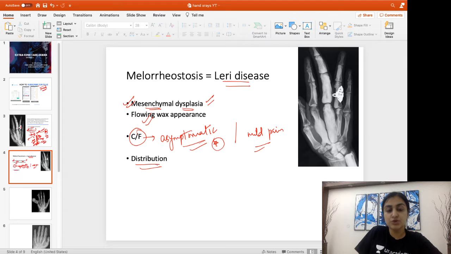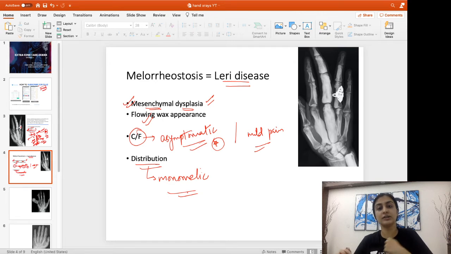Remember, distribution wise, it tends to affect one limb. So it is typically monomelic, but it is not usually monostotic, as in not just one row of bones. As you can see here, it tends to involve the other rows also. So monostotic not so much, but monomelic usually involves one limb, and you will see this flowing ossification linearly along the series of bones. Very typical appearance, guys. Remember this image, this is melorheostosis.